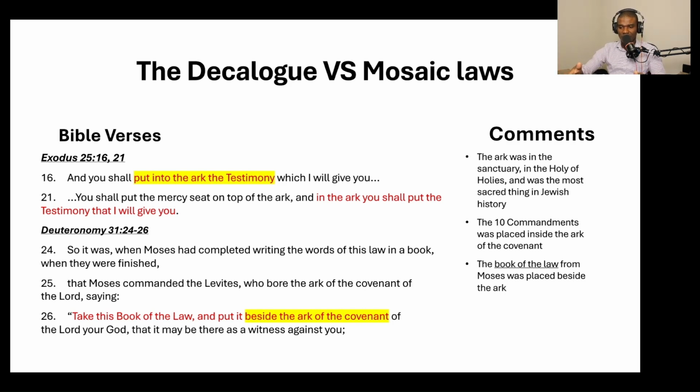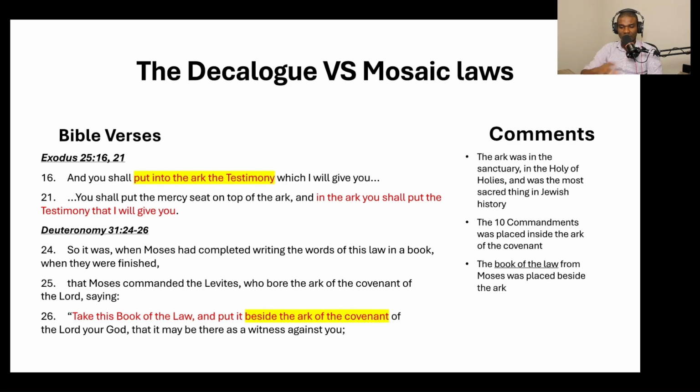This is the holy place. And the most holy, the Holy of Holies, is the ark. Inside the ark, God told Moses to put the Ten Commandments. On top of the ark was the mercy seat, and the cloud of the glory of God would come on top of the mercy seat, and that's where God would talk to Moses. That's the only thing that was inside the ark, the Ten Commandments.